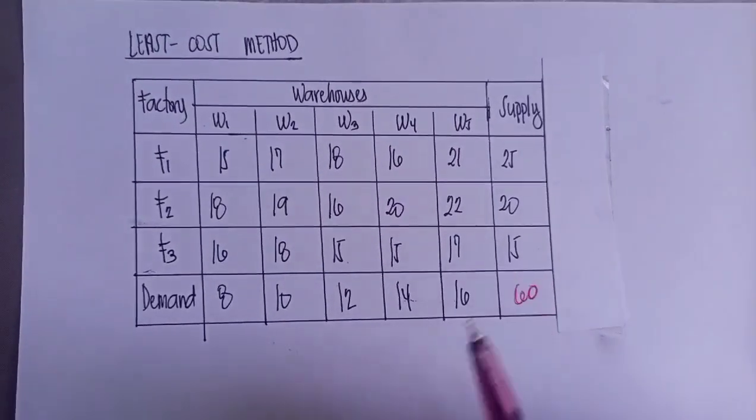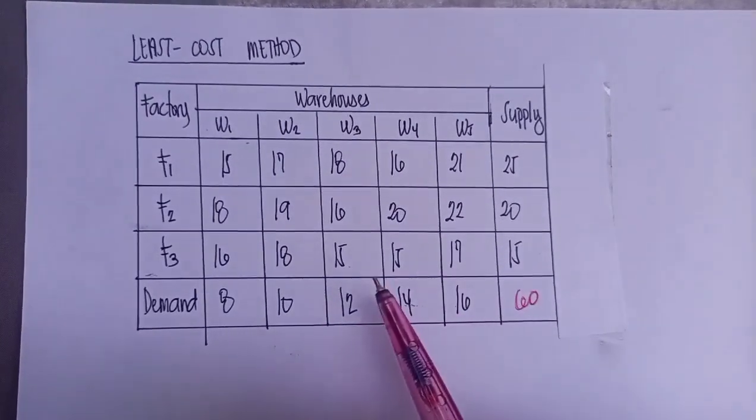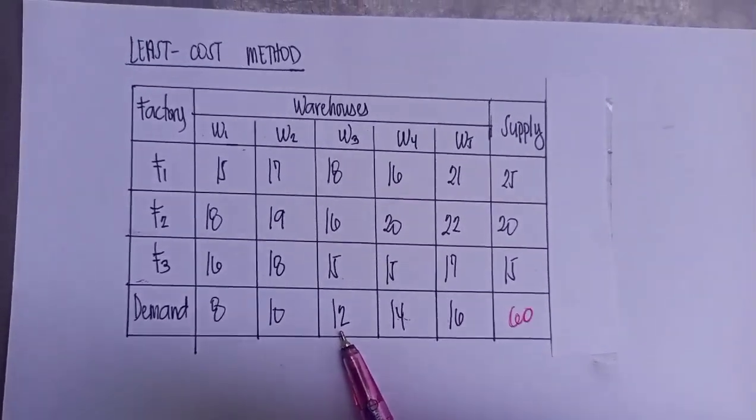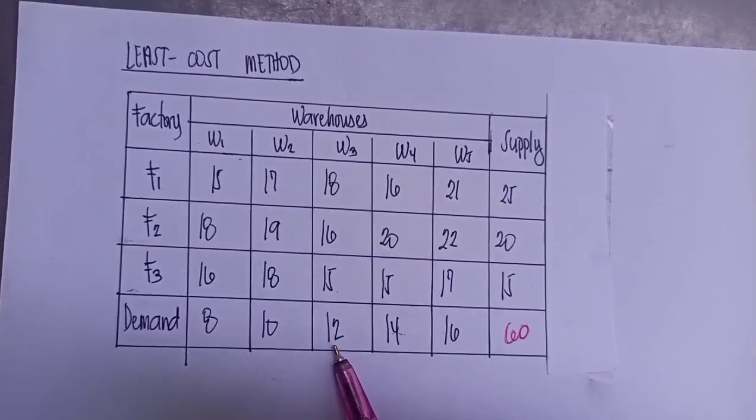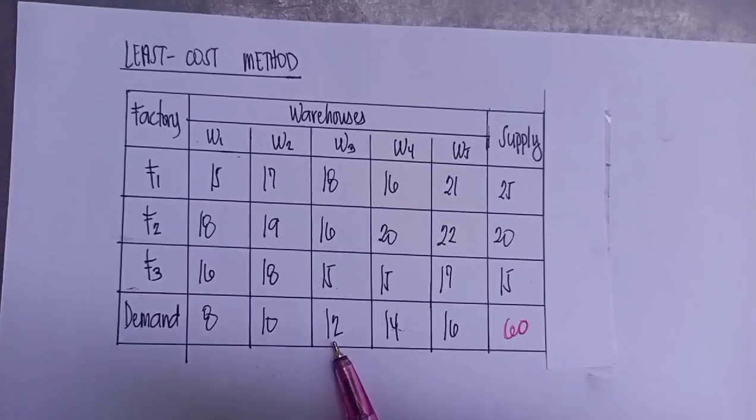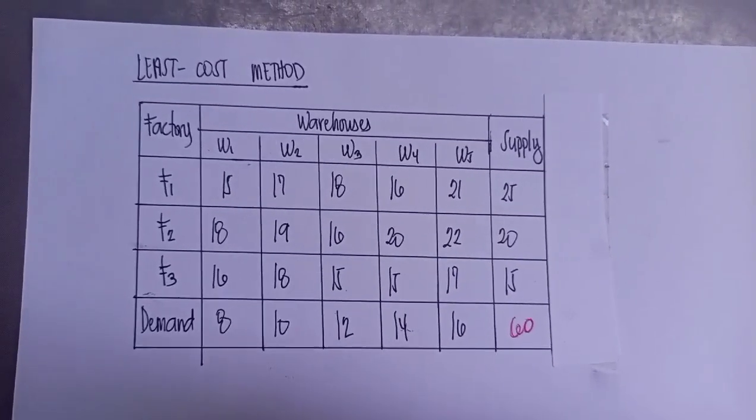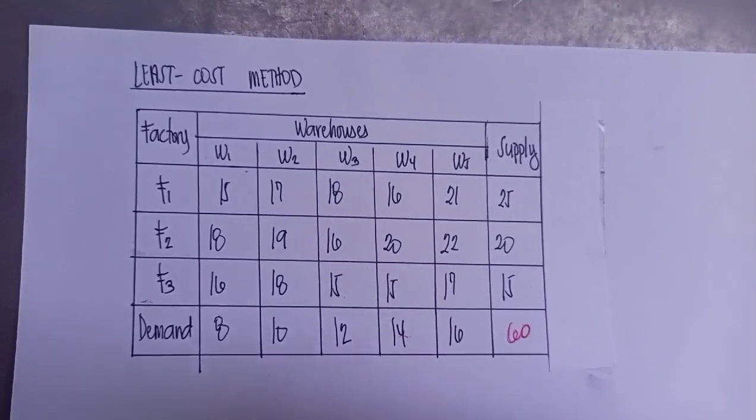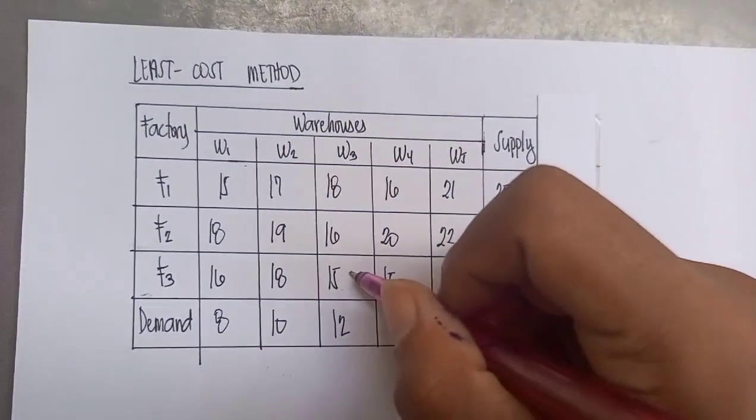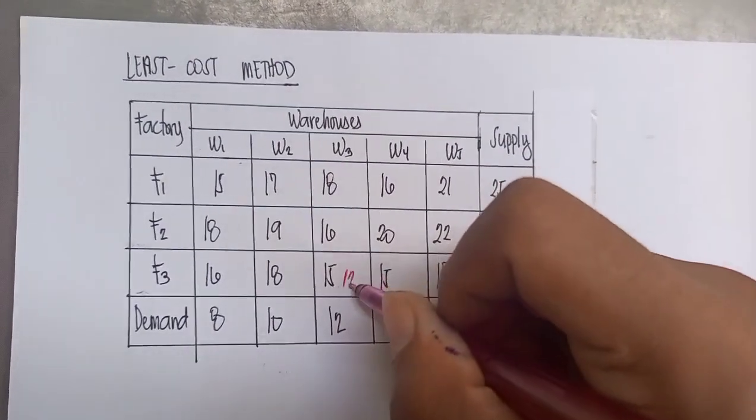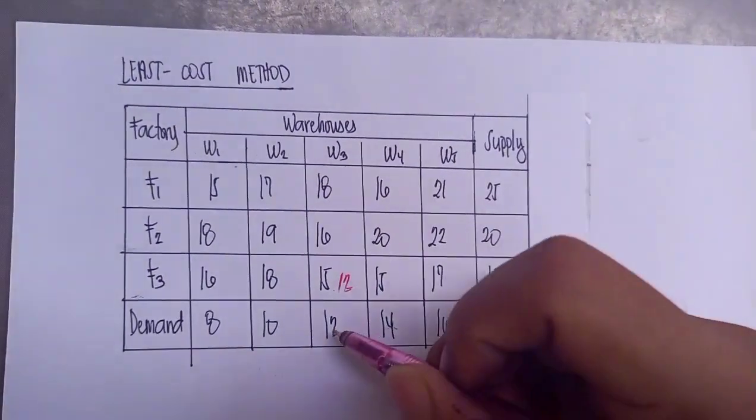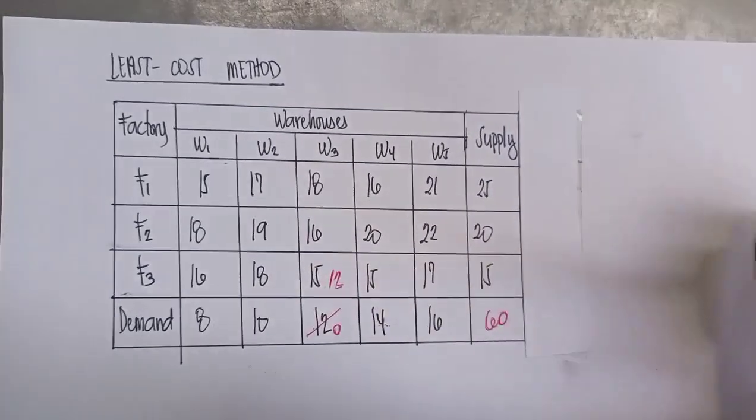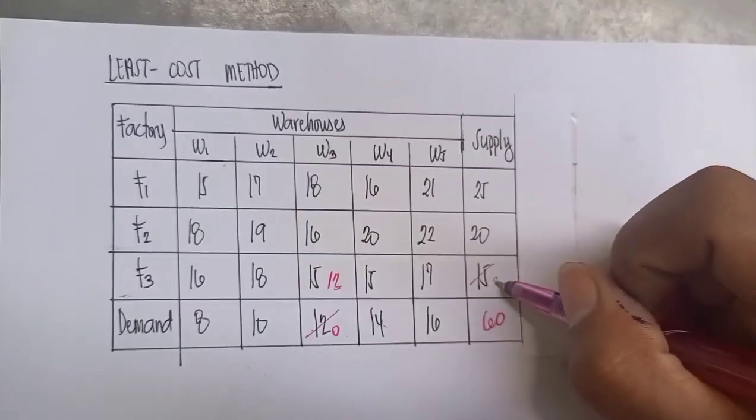Hindi natin pwedeng i-allocate dito sa 15 kasi lalagpas siya sa demand natin. We will always choose the least number between the supply and the demand. Since here, 12 is lesser than 15, we will assign it to cell F3W3. With this, the demand for the destination W3 gets fulfilled and only 3 units are left with the source F3.